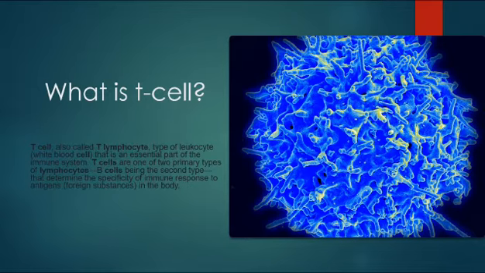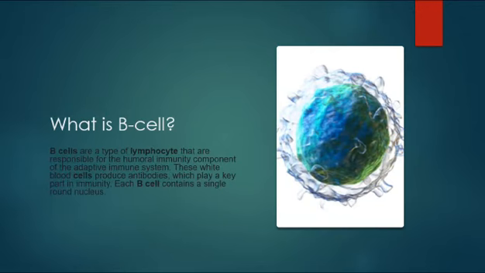What is T cell? T cell, also called T lymphocyte, is a type of leukocyte, a white blood cell that is an essential part of the immune system. T cells are one of the primary types of lymphocytes, B cell being the second type, that determine the specificity of immune response to antigens, foreign substances in the body.